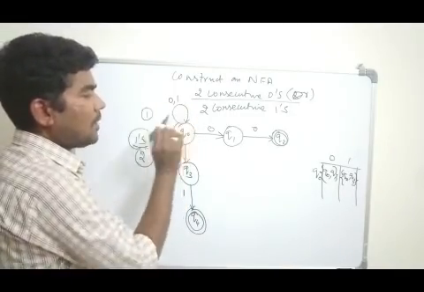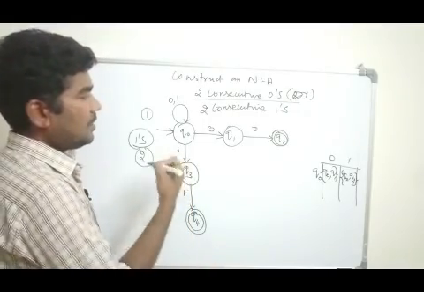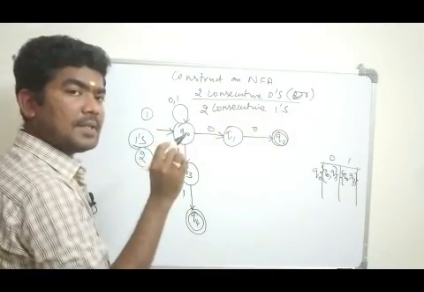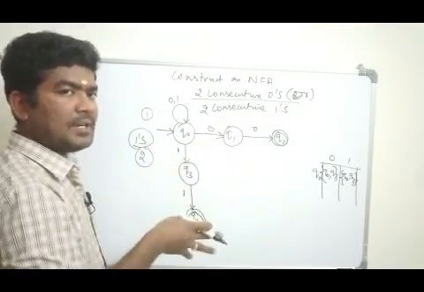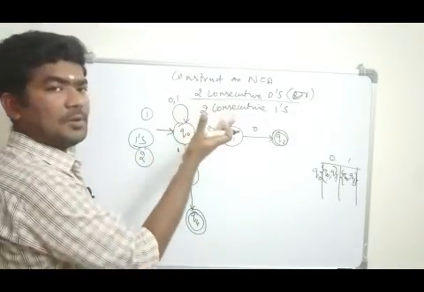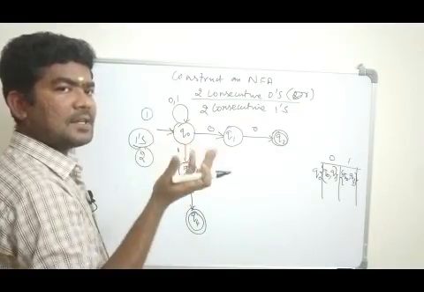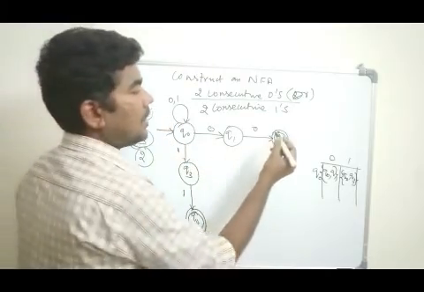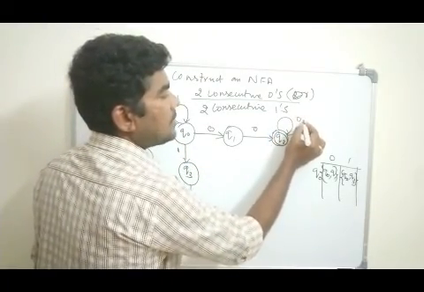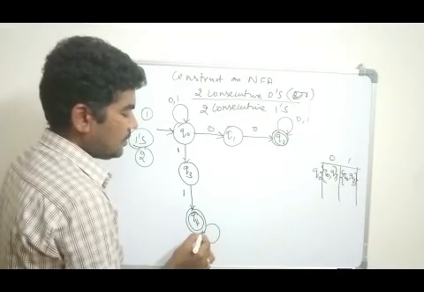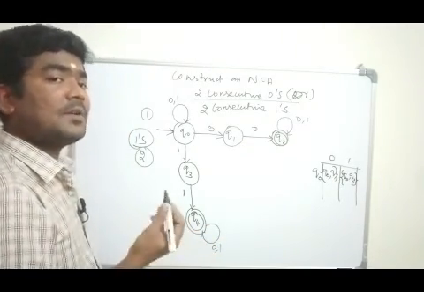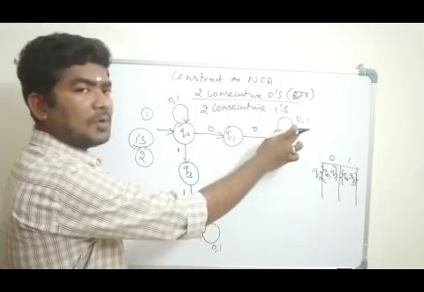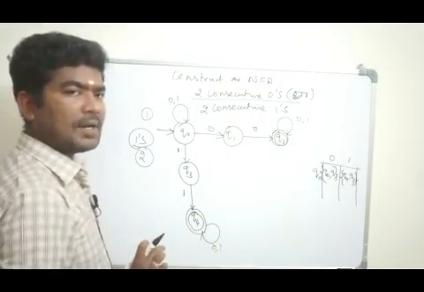It has a 0, 1 transition here also, if needed, because our question says the string should have two consecutive zeros or consecutive ones inside it. It may be at the end, in the middle, or at the start, wherever it may be, we don't know. So it's a generalized question. Consecutive means continuous. So here also we can take 0, 1, and at the final state also 0, 1 transitions, because we don't know where the consecutive zeros will come.